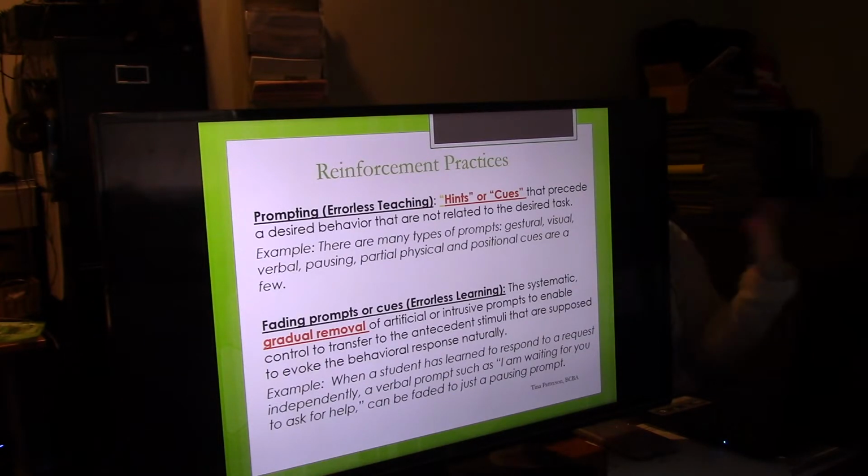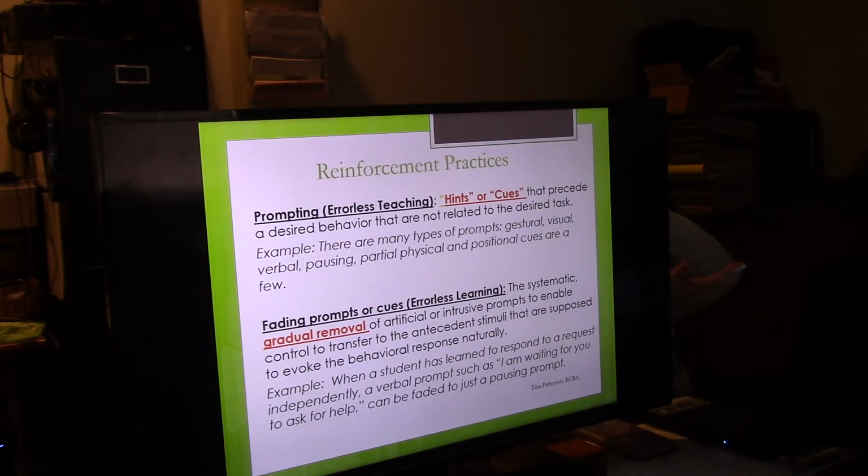So it's the systematic, gradual removal of artificial or intrusive prompts to enable control to transfer to the antecedent stimuli that are supposed to evoke the behavioral response all by itself. So I'm taking myself away, and these items are going to hopefully take my place. The first prompt, the most intrusive, is verbal. You're telling them. You have your physical prompts, hand over hand, and then your verbal prompts. You're going to fade those out, so then you can do your positional, and then maybe your gestural, you can point. So you're slowly backing away.